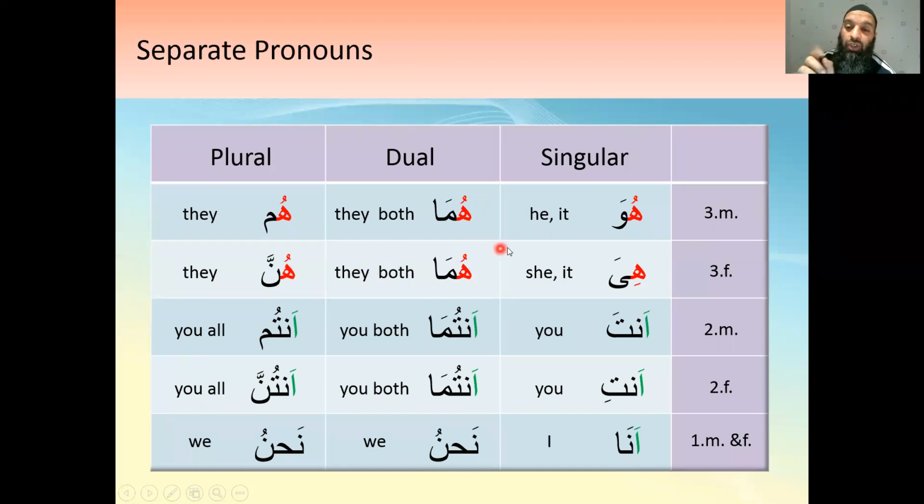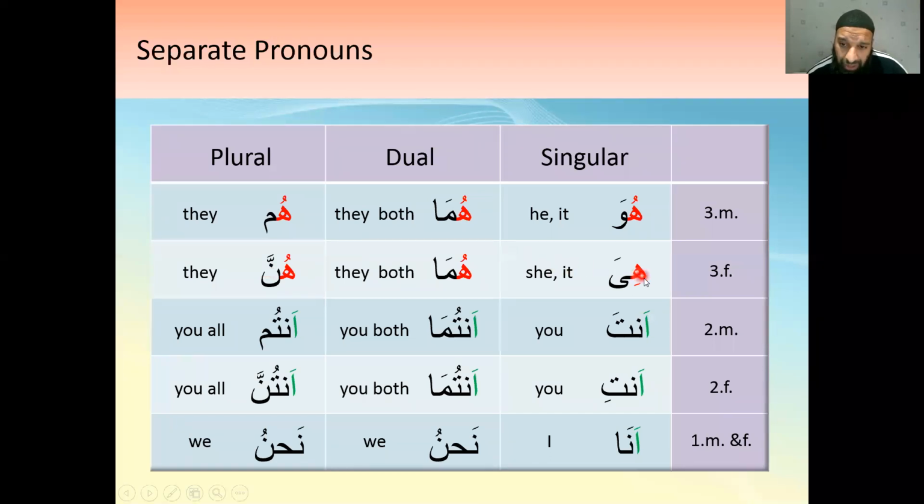So we have huwa, huma, hum. Hiya, huma, hunna. If you keep on saying it again and again, visualize the table, you're going to know it. You're going to learn it, inshallah. The singulars are very important, and so are the plurals. It's just learning. There's no mathematical formulas or equations on this. There's no template. It's just this word means this. And obviously you have to learn a certain amount of words, otherwise you can't understand a language.